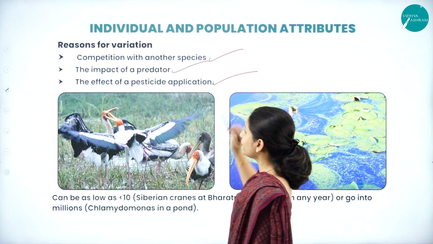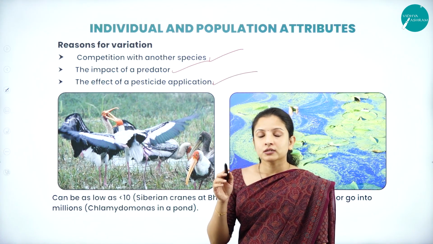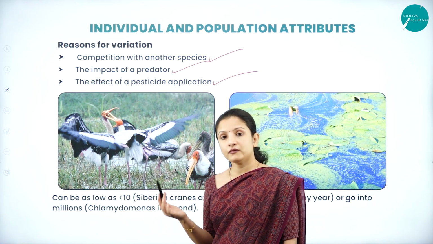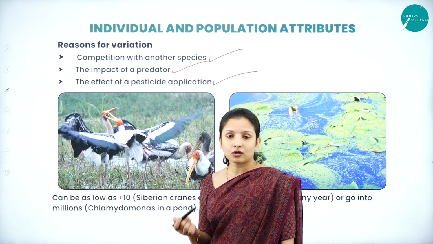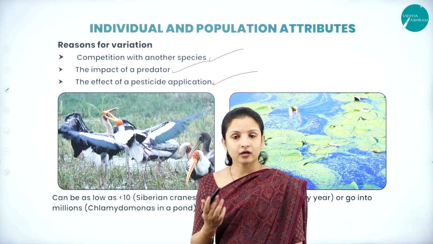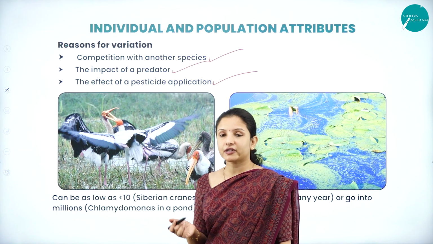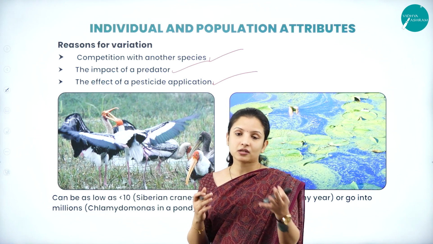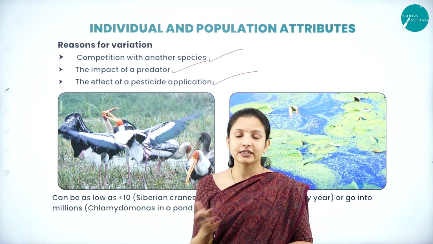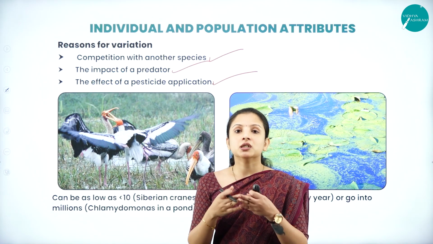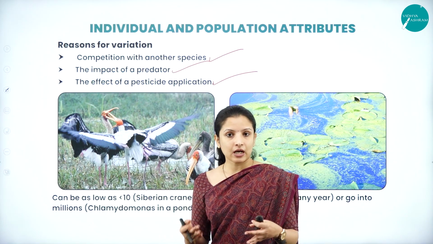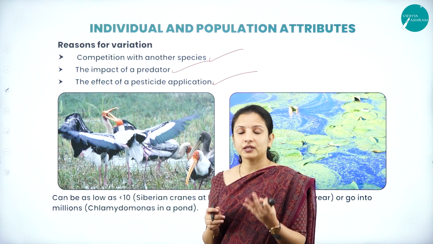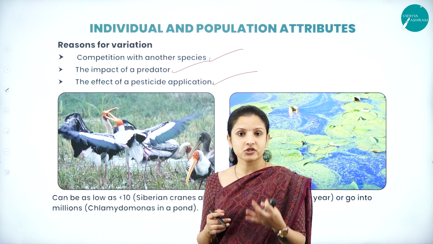Next is the effect of pesticide application. Say for example, in a crop field there are thousands of locusts. Now locusts are detrimental to the crops and in turn incur a heavy economic loss to the farmers. But in spite of that, locust is a species. It has the right to live and it forms a population of thousands of individuals. When one insecticide spray is sprayed onto that particular field, the complete locust population will come down or get perished. So the effect of pesticide also brings down the population or brings variation in the population.